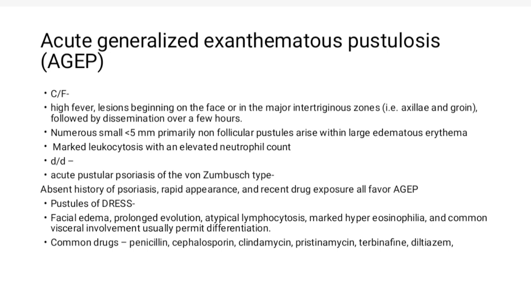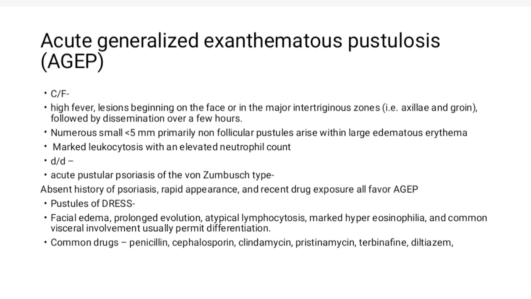And the differential diagnosis can be acute pustular psoriasis of von Zumbusch type, which can be differentiated by absent history of psoriasis, rapid appearance, and recent drug exposure. All this favors AGEP. DRESS should be differentiated, which is characterized by facial edema, prolonged evolution of lesions, atypical lymphocytosis, marked hypereosinophilia, and common visceral involvement, which usually permit differentiation and are predominant in DRESS.